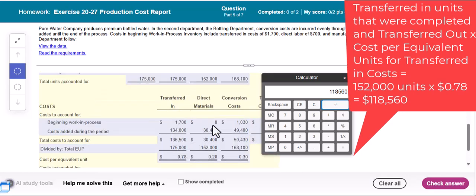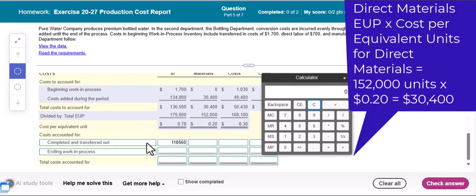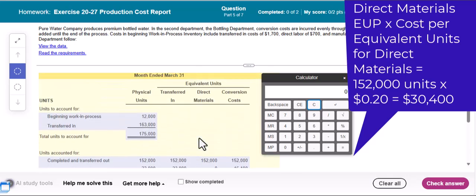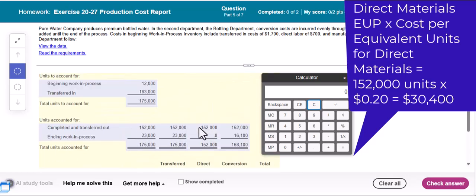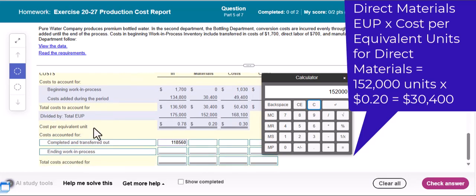Then we're going to do the same for direct materials. We're going to scroll back up, make sure we're looking at direct materials, and the completed and transferred out for direct materials was 152,000. So we will use 152,000, scroll back down to the 20 cents for direct materials for the cost per equivalent unit, and multiply that by 0.20. So that is 30,400 here for the materials.